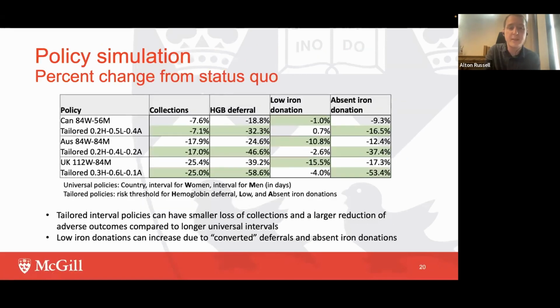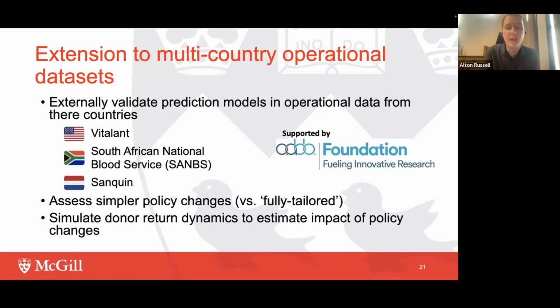So this is basically work I started during my PhD, and I got funding from the AABB Foundation to extend this work. So I'm now working with collaborators and data sets from Vitalant in the United States, SANBS, which is the blood collector in South Africa, and Sanquin, which is the Dutch blood collector, to externally validate prediction models and assess alternatives to a fully tailored approach.